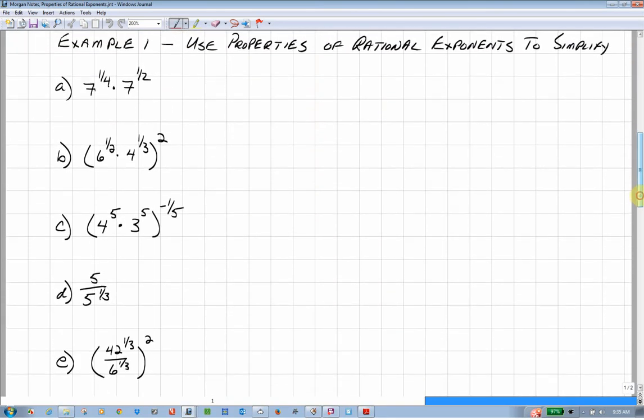Okay, so the first problem I'm going to do is 7 to the 1/4 times 7 to the 1/2 power. Remember now, we do not multiply 7 by 7. The rule says that if the bases are the same, you simply add the exponents. So I'm simply going to add the exponents together. So that's 7 to the 1/4 plus 1/2, and of course we have to have a common denominator. So that's 7 to the 1/4 plus 2/4. That's 7 to the 3/4.